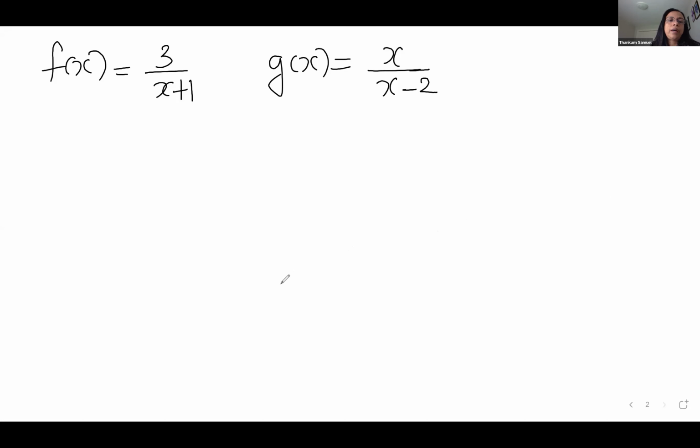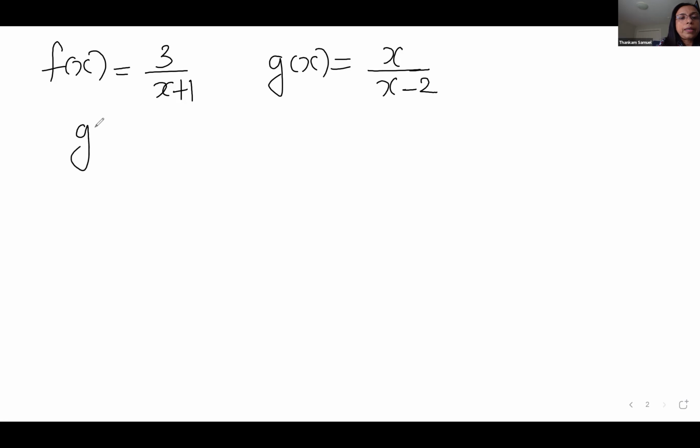Again, in the last example, we found f of g of x, and also we found the domain of that composite function. So we can consider the same functions. F of x equals 3 over x plus 1 and g of x equals x over x minus 2. Let's find g of f of x and also the domain of g of f of x.